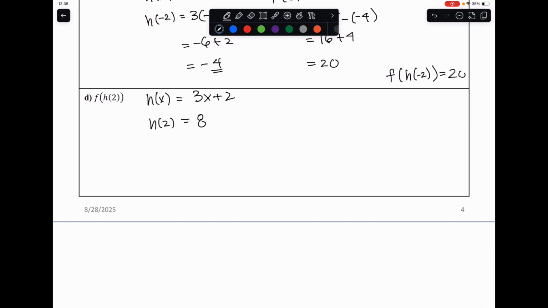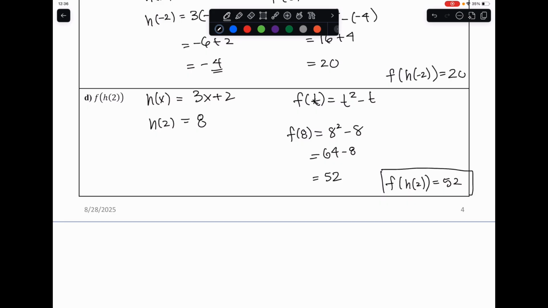I just now need to get this value and plug it into f of t, which again is t squared minus t. So f of 8 would be 8 squared minus 8, which is 64 minus 8, which is a total of 52. Yes, 52. So f of h of 2 equals 52. And there. This is how you evaluate when you're given the equation.